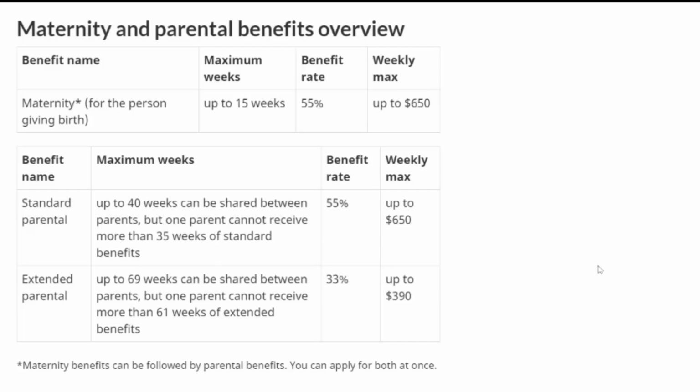Now, let's understand the maternity and parental benefits overview. Maternity benefits can be followed by parental benefits. You can apply for both at once. Standard parental, up to 40 weeks can be shared between parents, but one parent cannot receive more than 35 weeks of standard benefits. Extended parental, up to 69 weeks can be shared between parents, but one parent cannot receive more than 61 weeks of extended benefits.